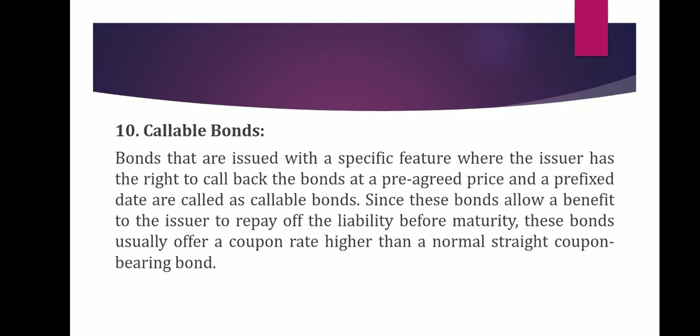Callable bonds. Bonds that are issued with a specific feature where the issuer has the right to call back the bonds at a pre-agreed price and a prefixed date are called callable bonds. Since these bonds allow the benefit to the issuer to repay the liability before maturity, these bonds usually offer a coupon rate higher than a normal straight coupon bearing bond.